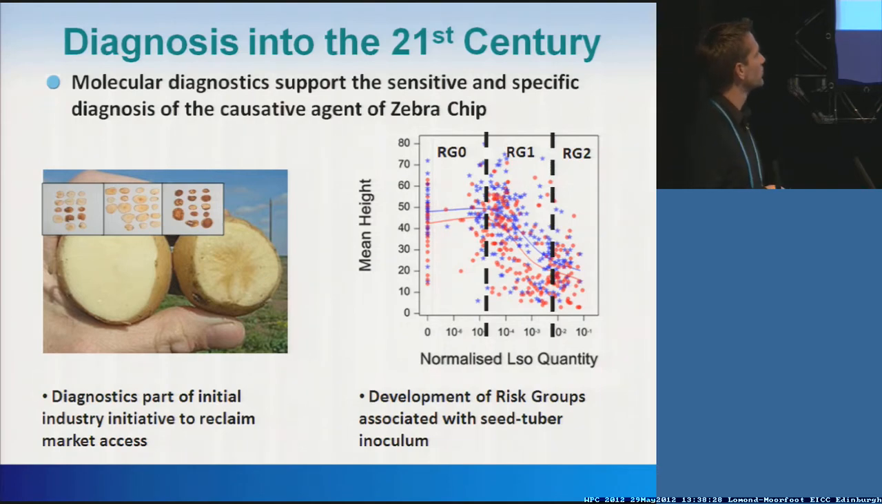Then we actually have been doing work to develop diagnostics to help growers understand risk associated with tuber-borne inoculum of Liberibacter. Now in the US, what they suggest is when you see zebra chip in the tubers, you don't get any sprouting. So effectively, it's all or nothing. What we know is when you get Liberibacter, depending on its concentration, it can cause different effects on yield. And so this is just some results from some work that we've been doing.